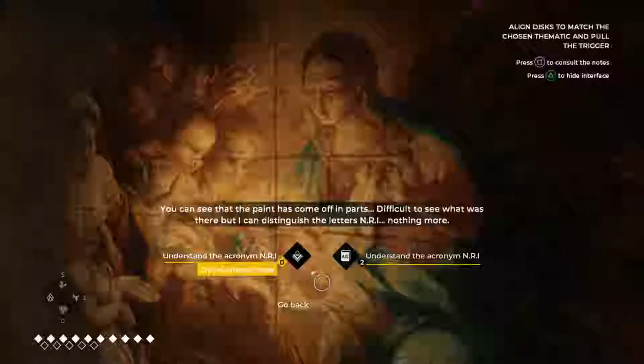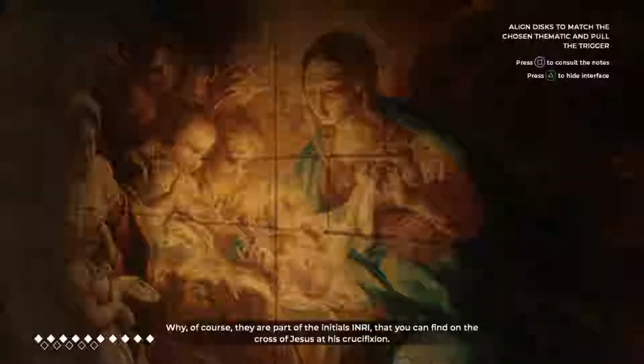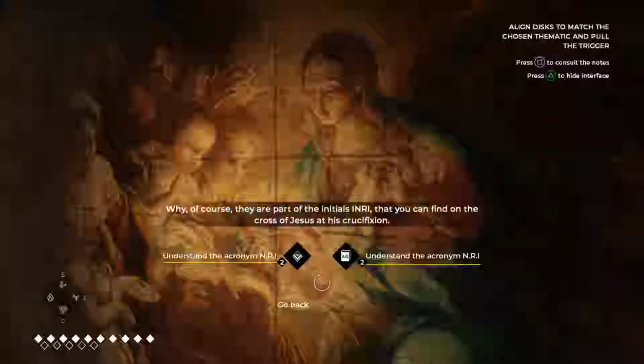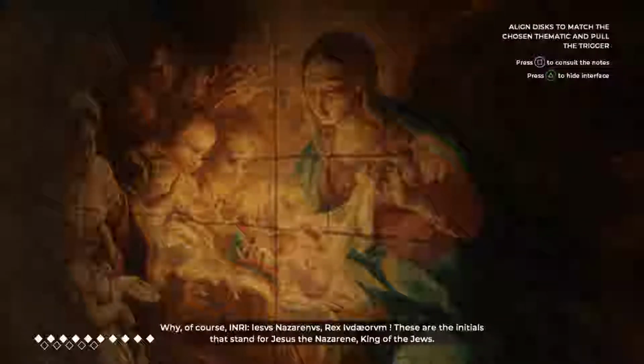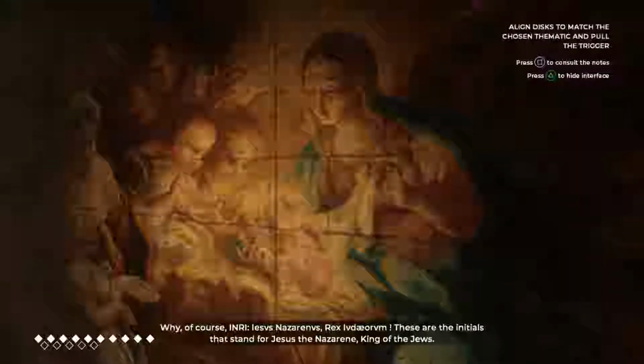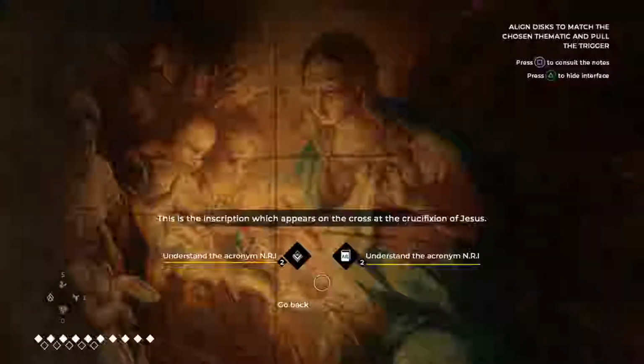Let's go for both of them. Why, of course. They're part of the initials I-N-R-I that you can find on the cross of Jesus at his crucifixion. Okay, let's translate it. Why, of course. I-N-R-I. Jesus Nazarenus Rex Iudaeorum. These initials stand for Jesus the Nazarene, King of the Jews. This is the inscription which appears on the cross at the crucifixion of Jesus. Okay.